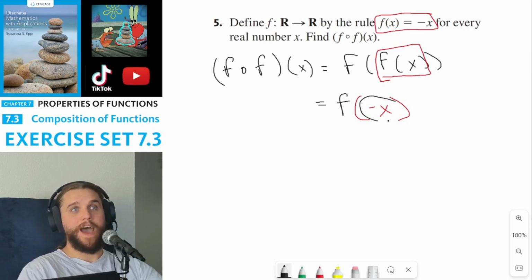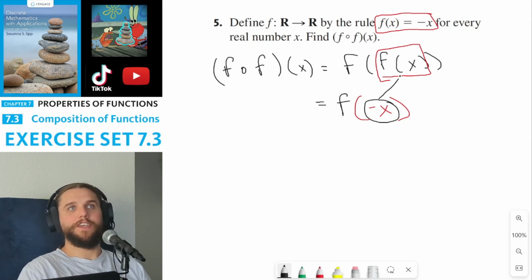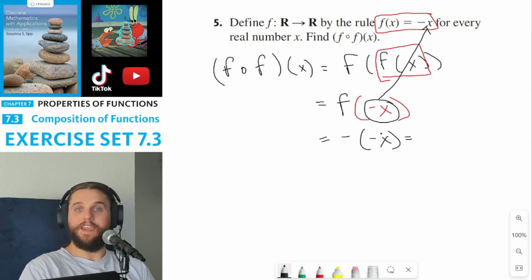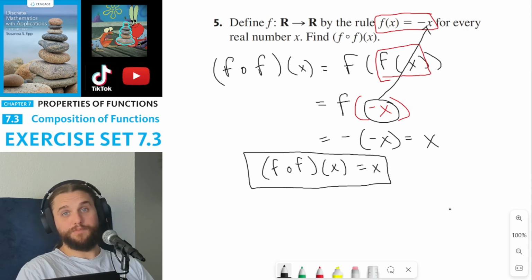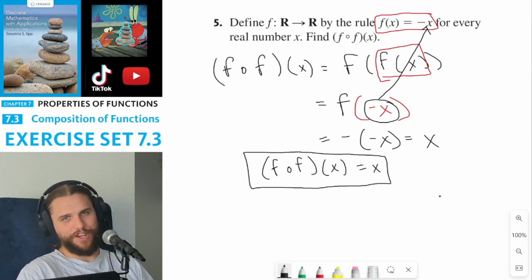And so that means we have to take this negative x, which was the output, and now this negative x will play the input of our function f. So this is f of negative x, which is negative negative x, and negative negative x is just x. And so we can say f of f of x equals x, which, by the way, also means that f is the inverse function of f.